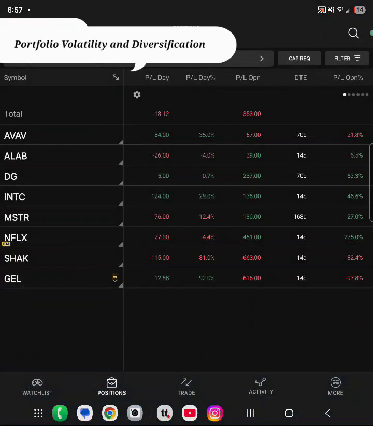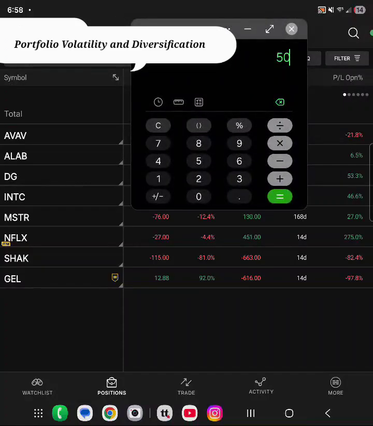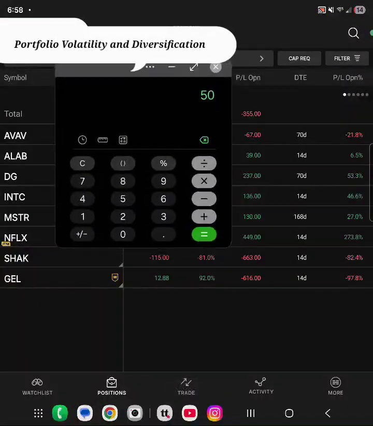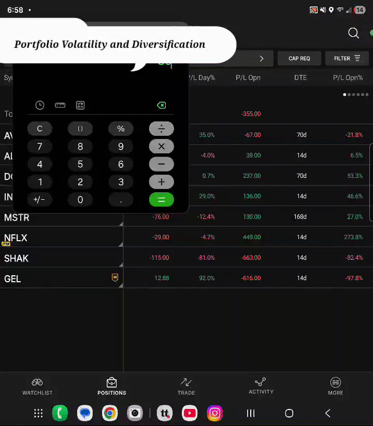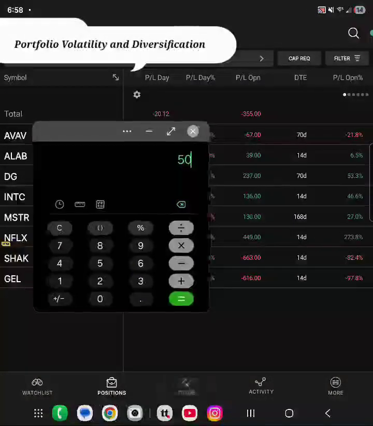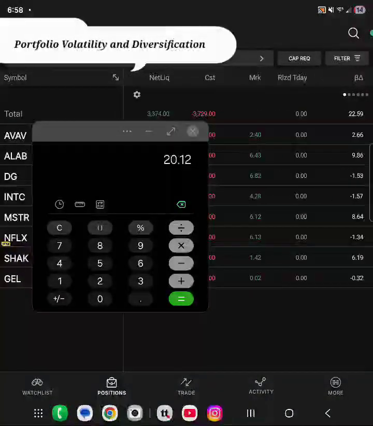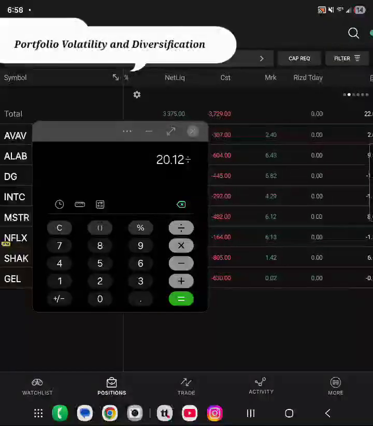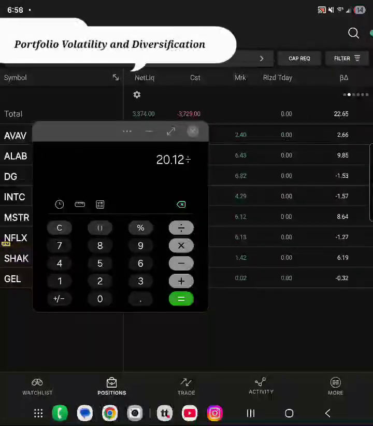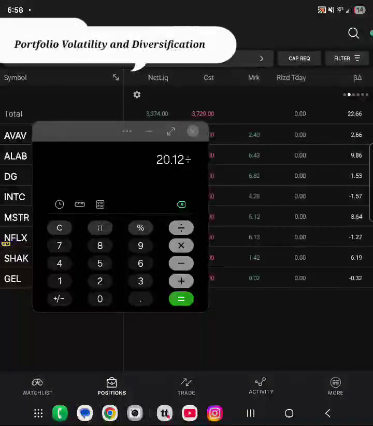But anyway, you can look at how this portfolio is moving and you can tell that it's probably pretty diversified just from the way that I structured it. Not just from all the symbols I picked, but like I said, the strategy also, the dates that they expire, and the variety of sectors that they're in. But let's just get a quick measure of how much this portfolio has moved just today. I'm going to do that $20.12, and I'm going to divide it by two different numbers. So I'm going to get a daily volatility per the net liquidation value and a daily volatility per the cost.